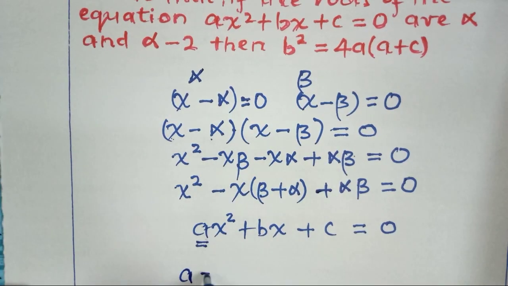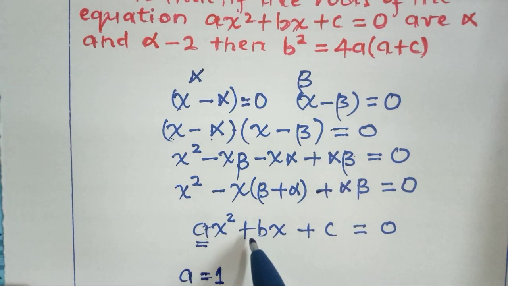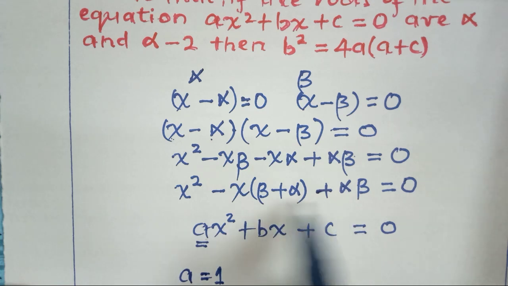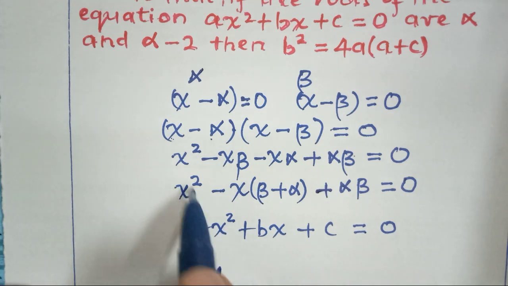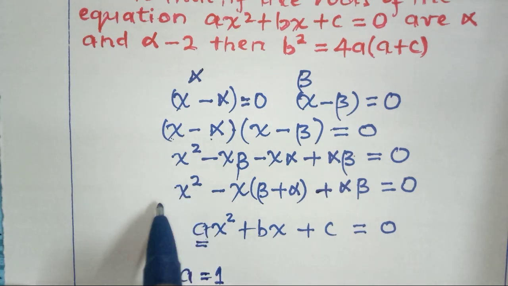A is equal to 1. So what we are doing, guys, is we are comparing this general equation to whatever we have found here. Whatever the coefficient in front of x squared is a. The coefficient here in front of x squared is actually 1.